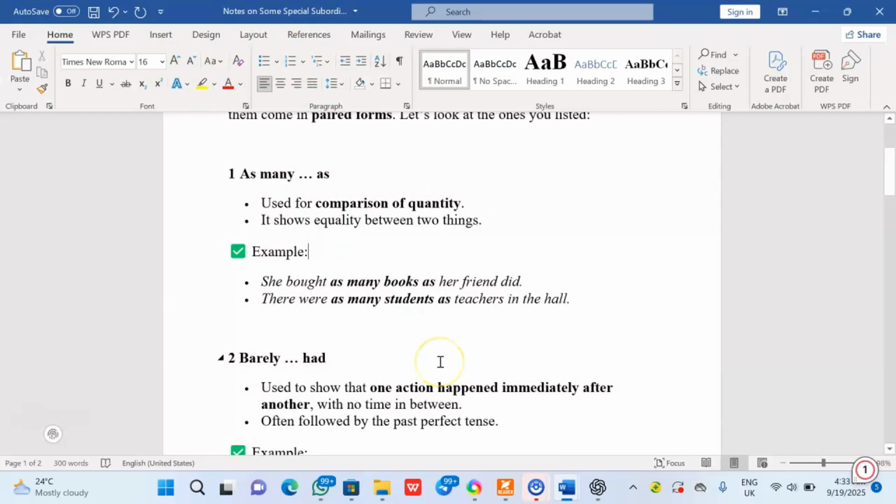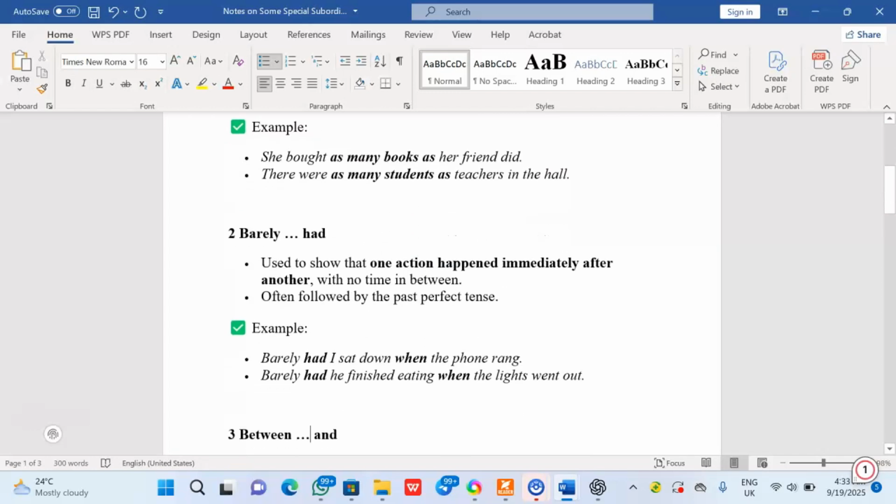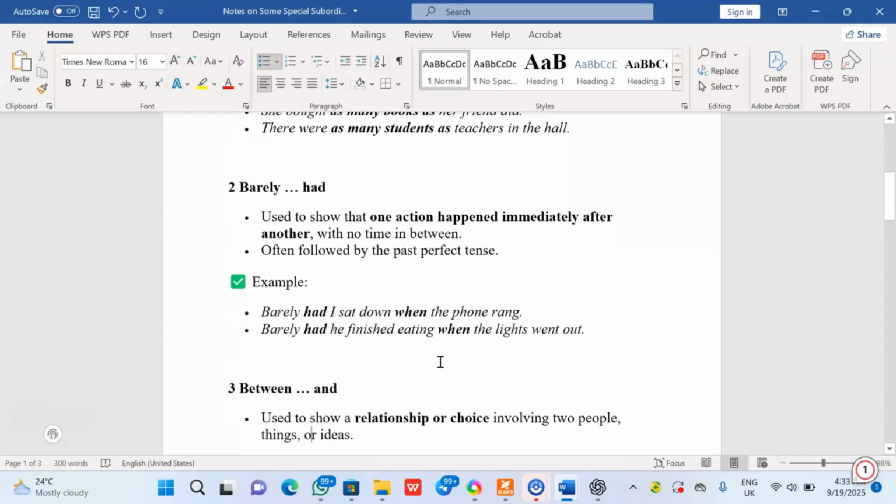The next one is barely had. It is used to show that one action happened immediately. For example, barely had I sat down. When, please take note, barely had, it goes with what? It goes with when. So that's its own collocation. Barely had he finished eating when the light went out.